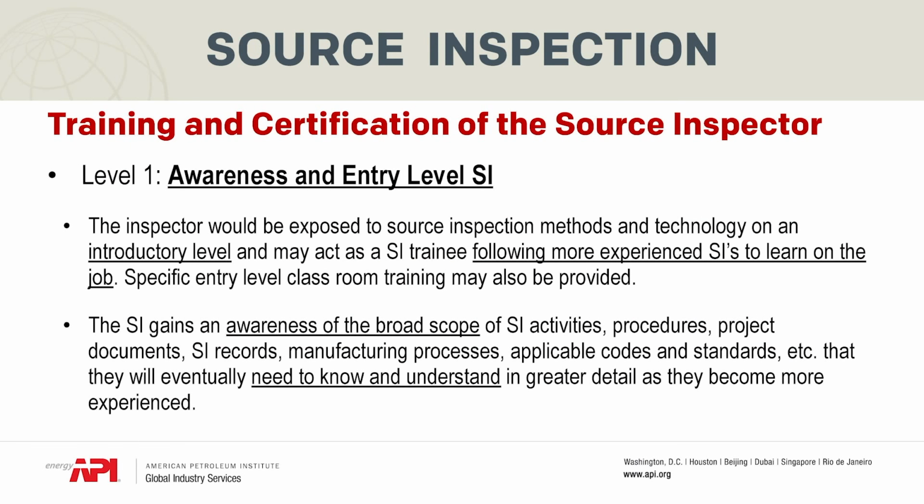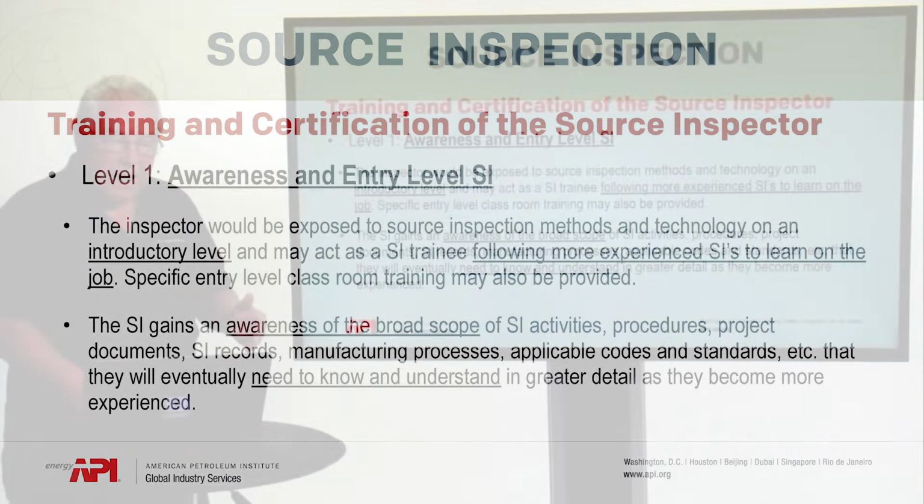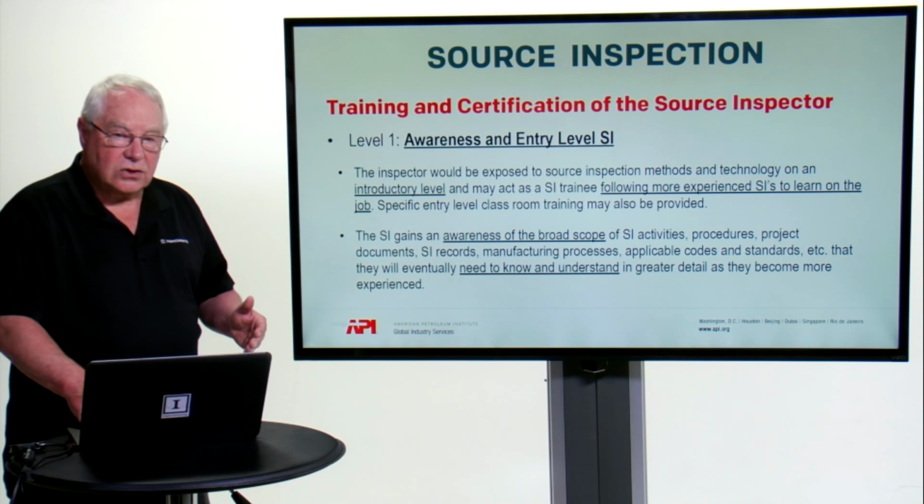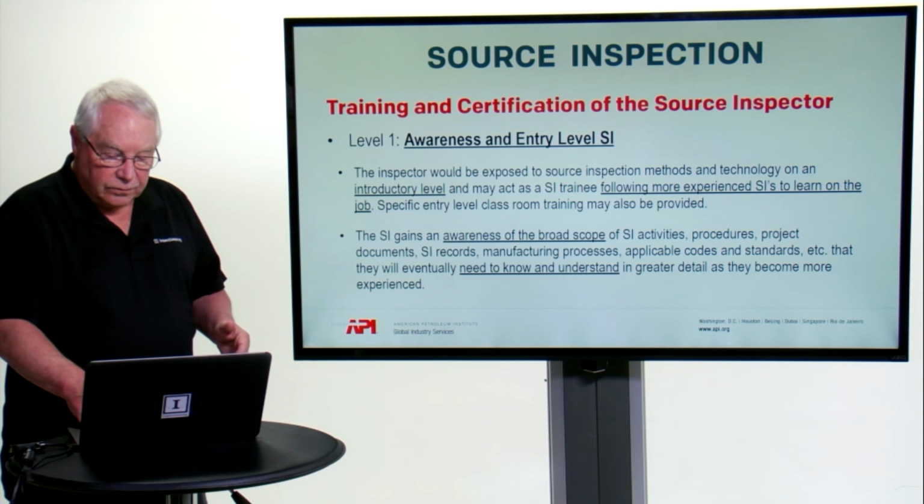Okay, let's talk first about level 1, awareness and entry level source inspection. At this level, the inspector would be exposed to source inspection methods and technology at an introductory level and may act somewhat as a source inspection trainee, following around experienced, knowledgeable source inspectors that have been on the job for some time to learn as much about the job as they possibly can. Additionally, at this level, there's often training classes and on-the-job training involved.